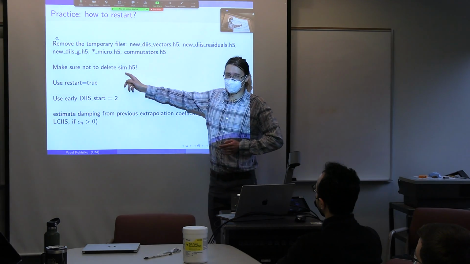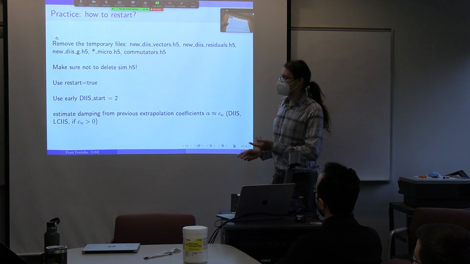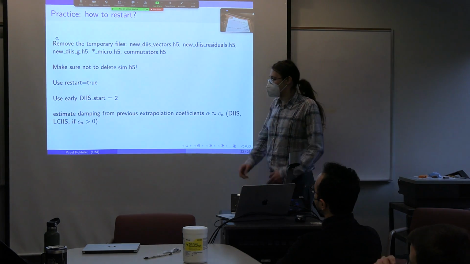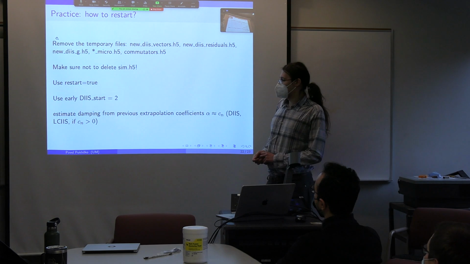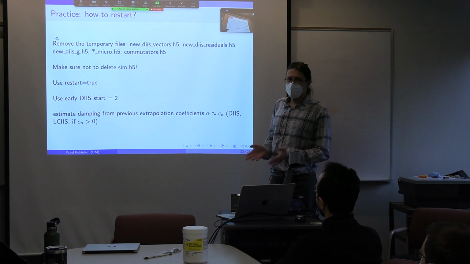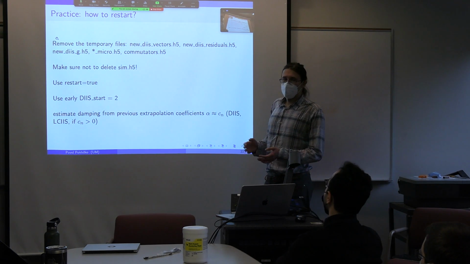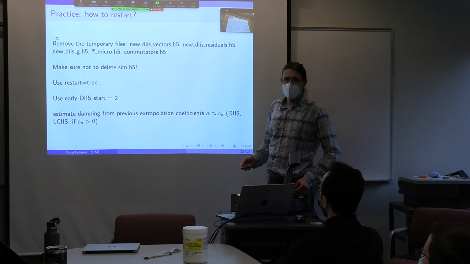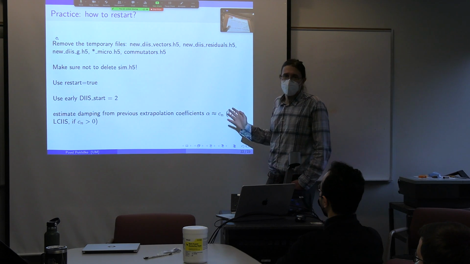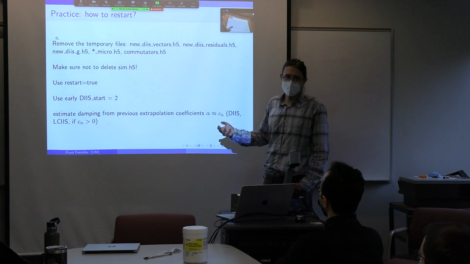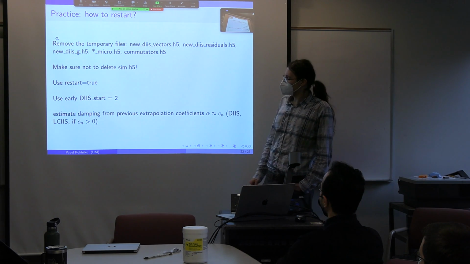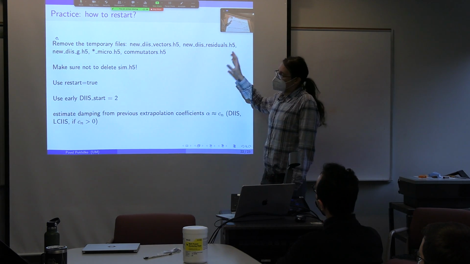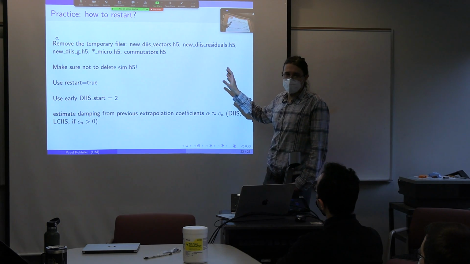But don't remove your simulation file. And then you can specify the restart equals true. Maybe you can put the DIIS start at some early stage, and then you can start the calculation. So if you are unsure which damping you want to use, you can look at the previous iterations and just steal damping as one of the extrapolation coefficients. It seems to be working. At least it can give you an idea what damping parameters should be. I also tried not removing these files, and it seems to be working, but all that I'm saying is that it is not very well tested.